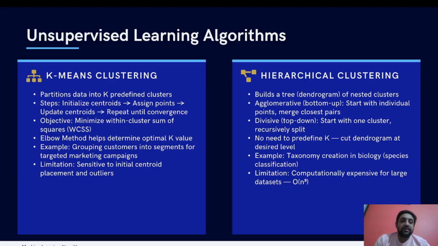Another approach is hierarchical clustering, which builds a tree-like structure of clusters either by merging smaller clusters or splitting larger ones. These methods are useful in applications such as customer segmentation, where businesses group customers based on behavior. However, these algorithms can be sensitive to parameters and computationally expensive for large datasets.